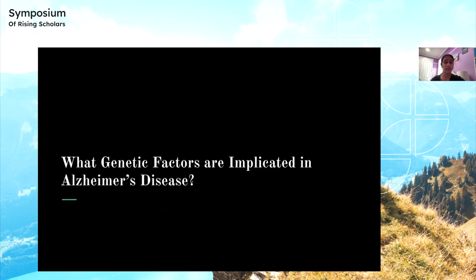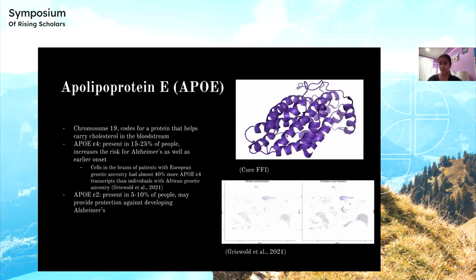Now, let's move on to discussing the genetic factors implicated in Alzheimer's disease. One such gene is known as ApoE, and it encodes a protein that helps carry cholesterol and other types of fat in the bloodstream. Studies suggest that problems with the brain cell's ability to process fats or lipids may play a key role in Alzheimer's and related diseases. Additionally, this gene comes in several different alleles, which have different implications on this disease.